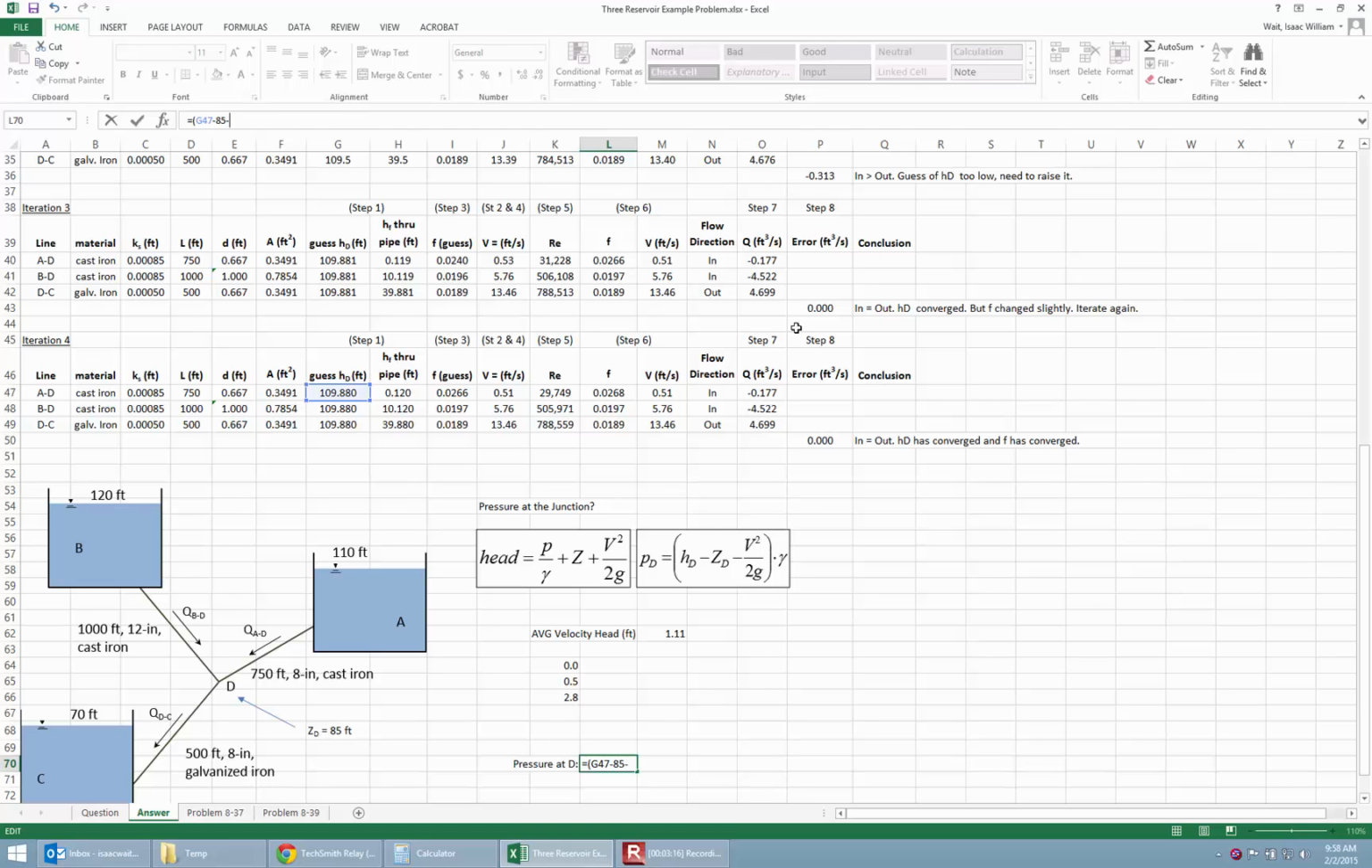Now minus the average velocity head, and then we multiply that by the unit weight of water, which in traditional units is 62.4 pounds per cubic foot. So now what we have, this is the pressure in pounds per foot squared. So that's how you find the pressure at the junction.